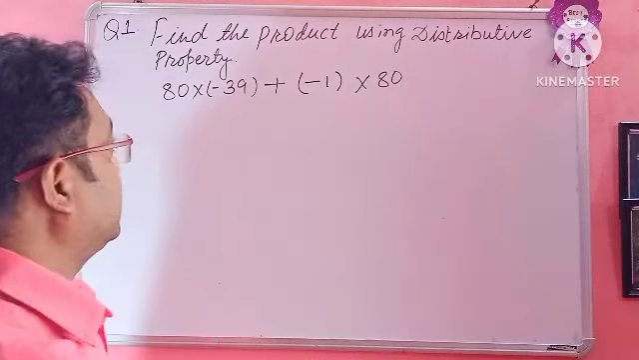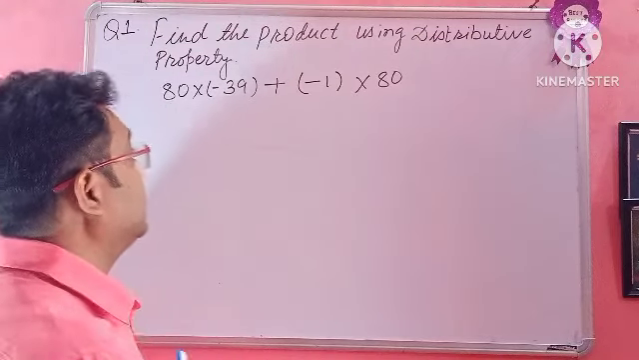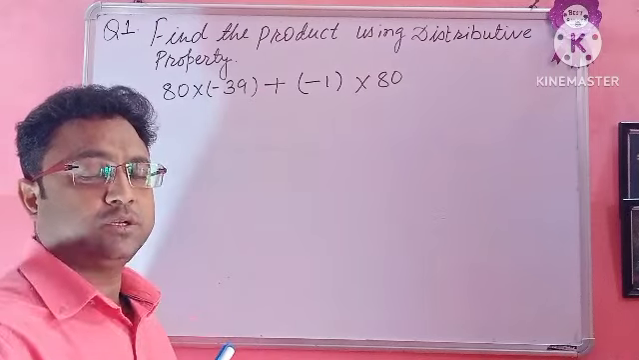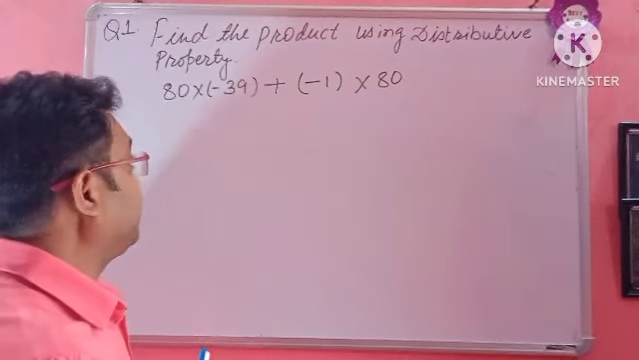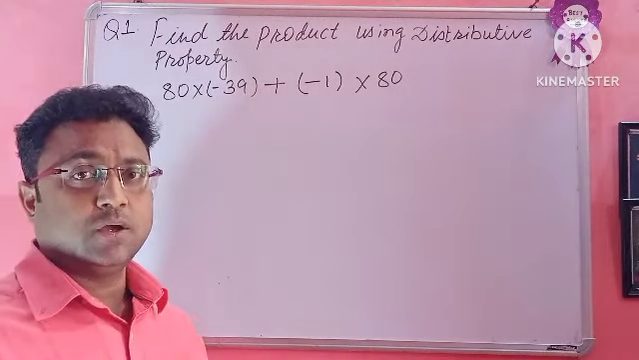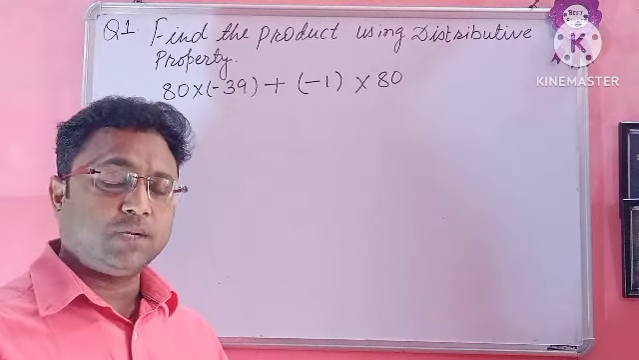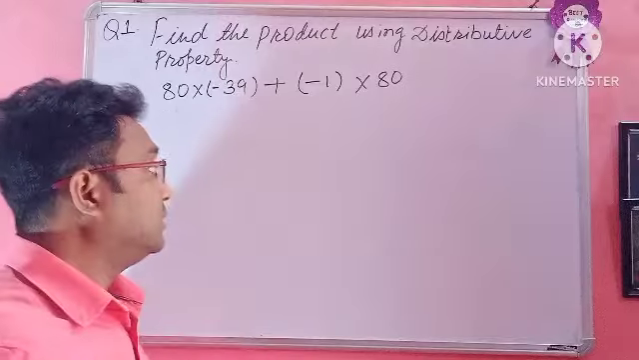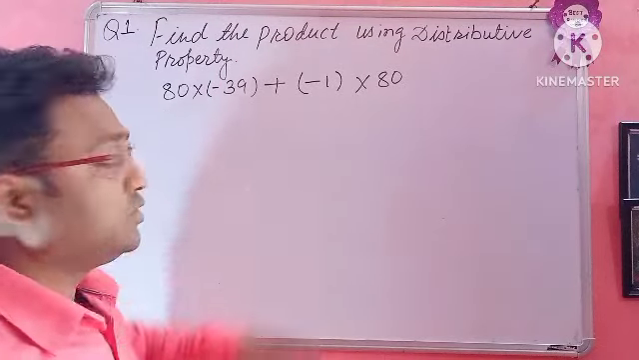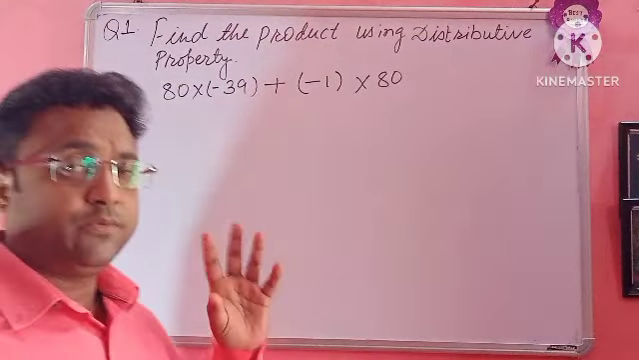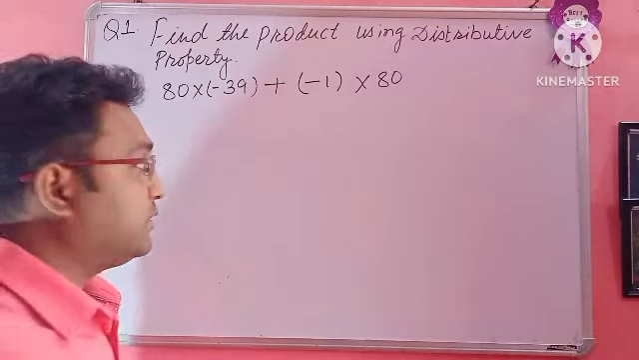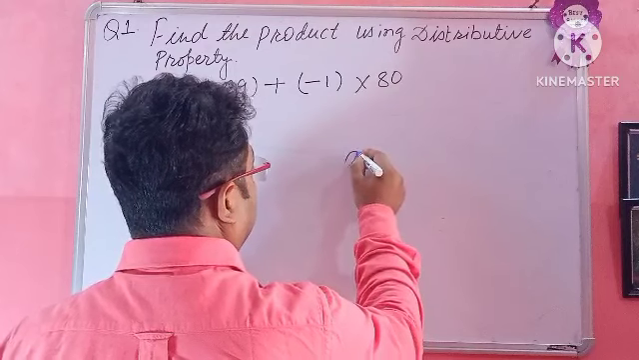Here I have taken one question, you can see on the board: find the product using distributive property. It means in this question you have to find the product. Product means multiply. The result that you get after the multiplication is called the product. So this question is based on the distributive property. Before solving it, let's understand what the distributive property is.